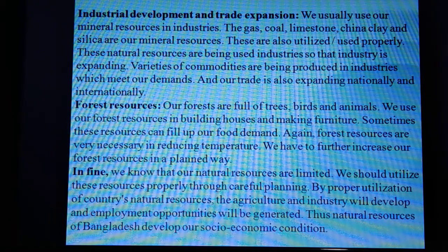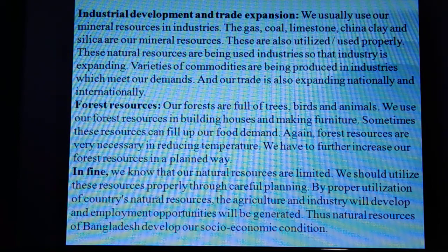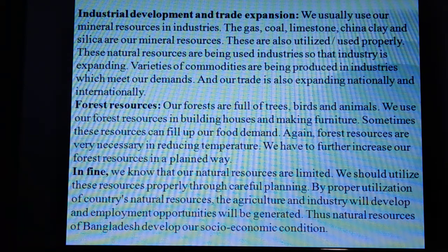Now, another use of natural resources, such as forest. Our forests are full of trees, birds, and animals. We use our forest resource in building houses and making furniture. Sometimes these resources can fill up our food demand too. Again, forest resources are very necessary in reducing temperature. We have to further increase our forest resource in a planned way.